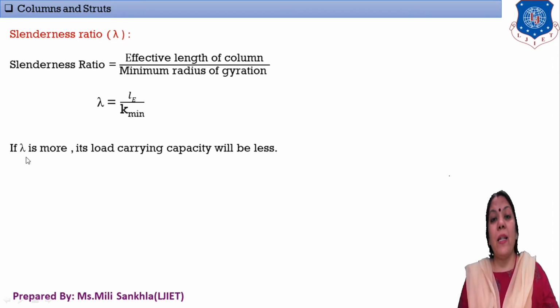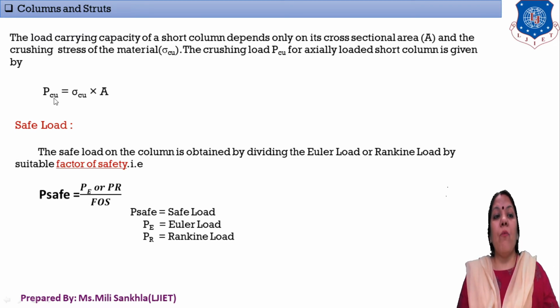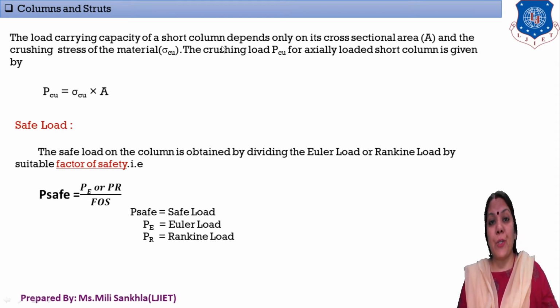Now next, lambda. If in a given structure lambda is more, slenderness ratio is more, then load carrying capacity will be less. Okay, this is the relation of load carrying capacity with respect to slenderness ratio. Now next, what is load? Load carrying capacity of a column ultimately depends upon the resisting stress and cross section area. Load carrying capacity of a short column depends upon its stress and its area.